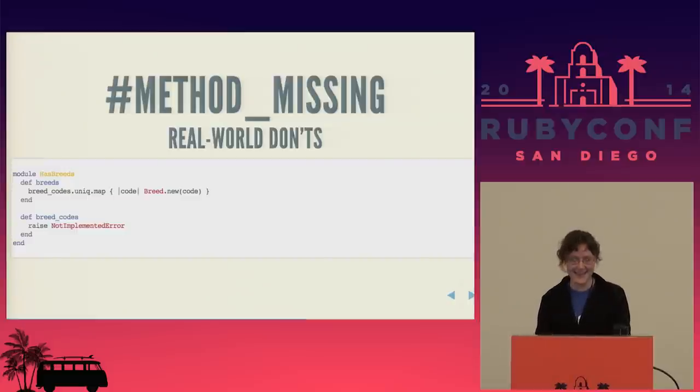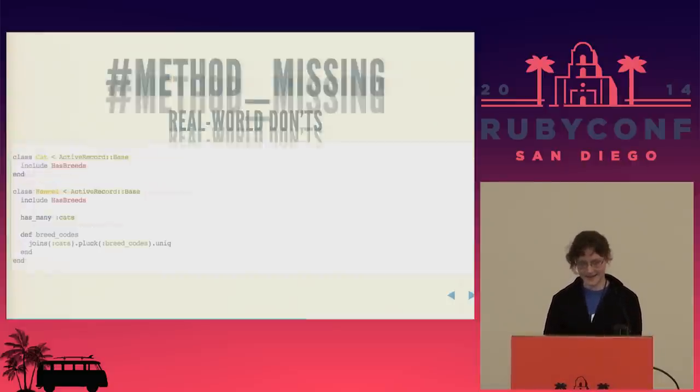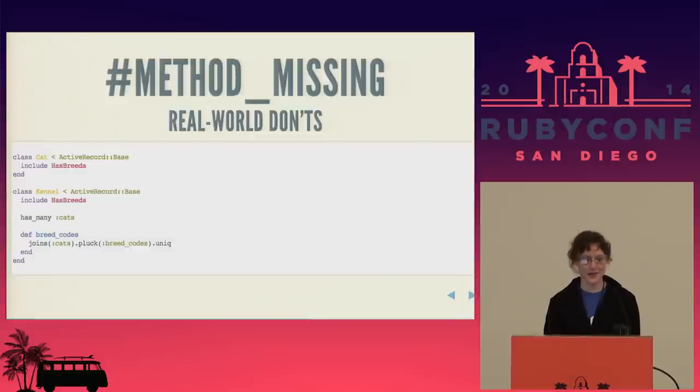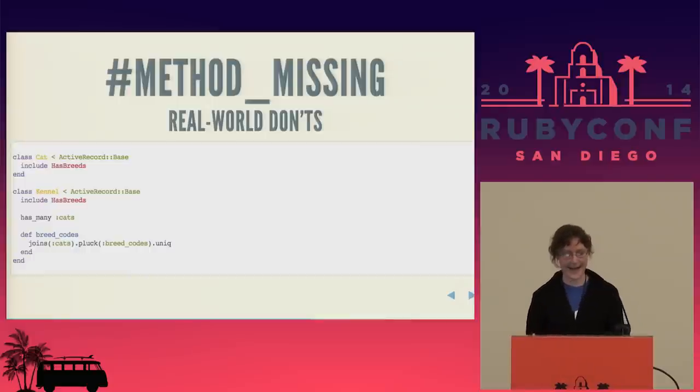So let's say that you have a mixin that relies on the breed_codes method being defined on an object. Like, we're running a kennel, we have a bunch of different species of cats, or breeds of cats. And we have two objects, one of which explicitly defines breed_codes, and the other of which implicitly defines it using Active Record's method missing-based strategy. If you call breed_codes on a cat right now, what happens?